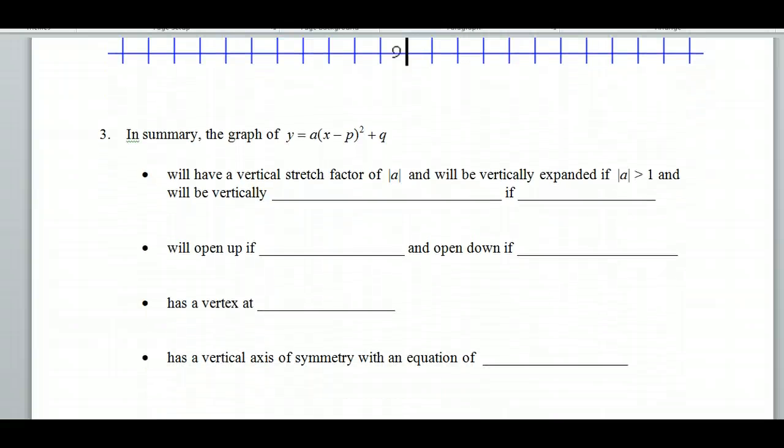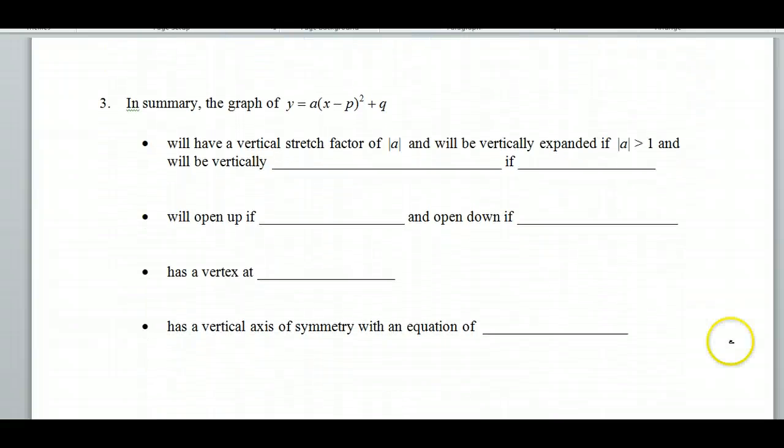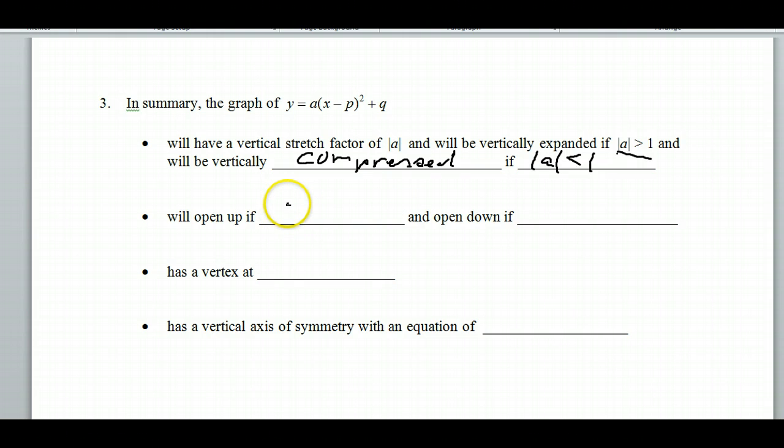So in summary, the graph of y equals a(x minus p) quantity squared, plus q, will have a vertical stretch by a factor of the absolute value of a, and will be vertically expanded if the absolute value of a is greater than 1, and will be compressed if the absolute value of a is less than 1. It will open up if a is positive, so a is greater than 0, and will open down if a is negative, that's a is less than 0.